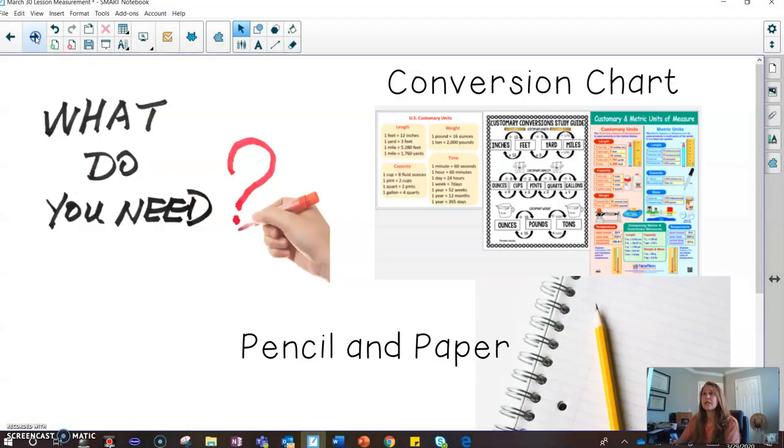The first thing I want to make sure is that you have in front of you your conversion chart of choice. It could be one of these that I've provided you. It could be one that you've made yourself. It could be one you found online and printed out. I don't really care what the conversion chart is as long as you have a conversion chart.